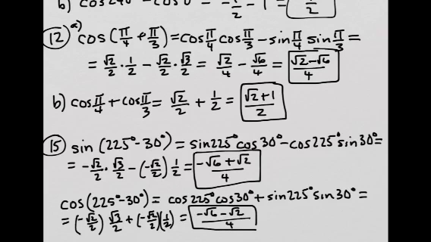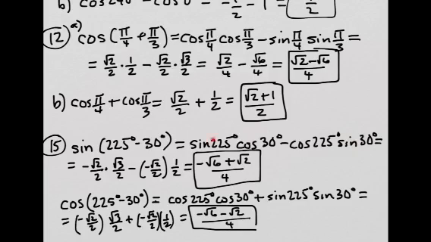So for number 15, they want you to find the sine, cosine, and tangent of 195 degrees, but they already gave you the combination to use. So in this case, they wanted you to use 225 minus 30. So here's the formula right here for the sine of A minus B. And so then you evaluate each individual term or factor within the term. So this is negative radical 2 over 2, radical 3 over 2, negative radical 2 over 2, and 1/2.